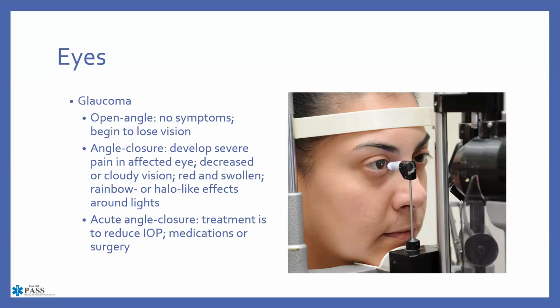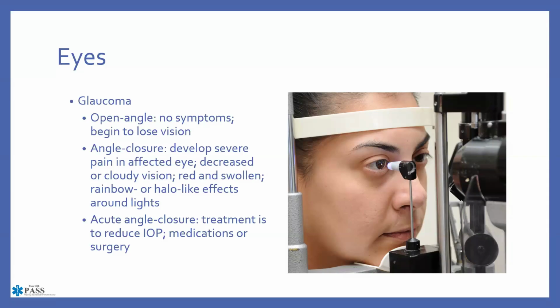With angle closure glaucoma, it develops a severe pain in the affected eye. That's going to lead them to try to seek out treatment. They're going to know that they have either a decreased or a cloudy vision. They may have haloing effects around lights, those types of things. So it's probably more likely for the angle closure to seek treatment than the open angle.